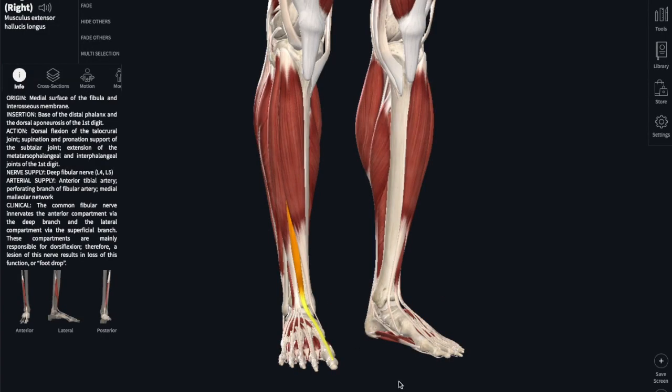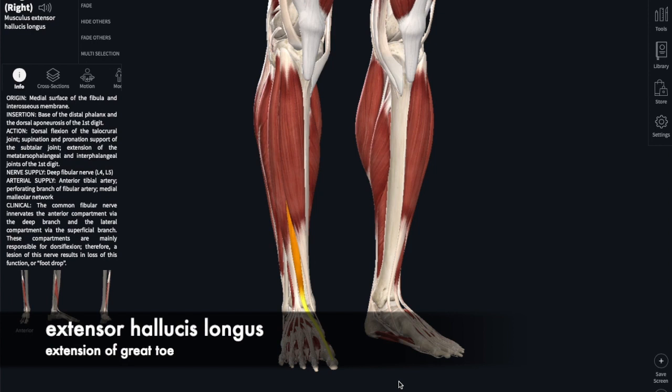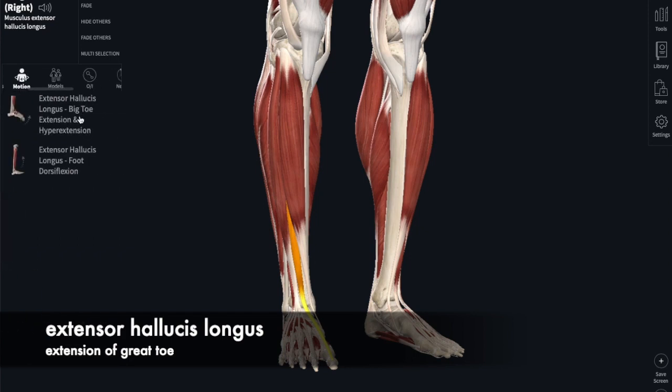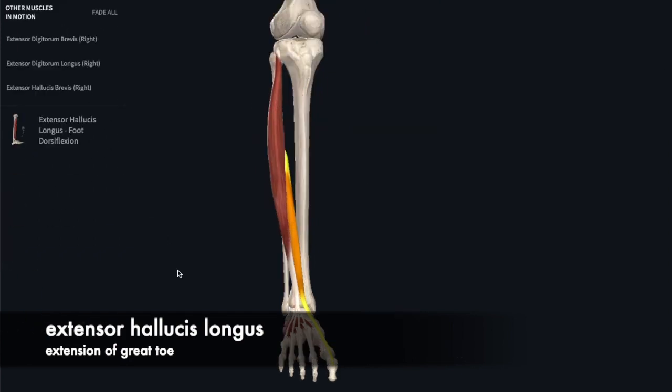Next, we have the extensor hallucis longus. As its name indicates, this muscle is involved in the extension of your great toe. It's located lateral to the tibialis anterior. Let's take a look at its action. So, extension of your great toe.